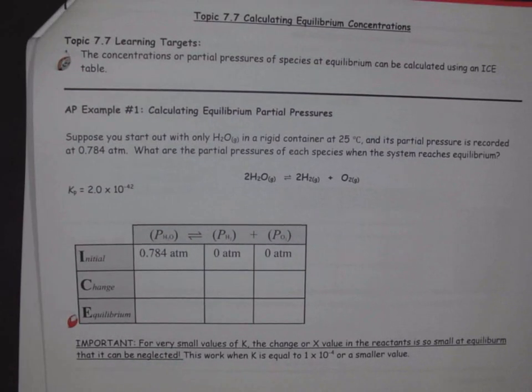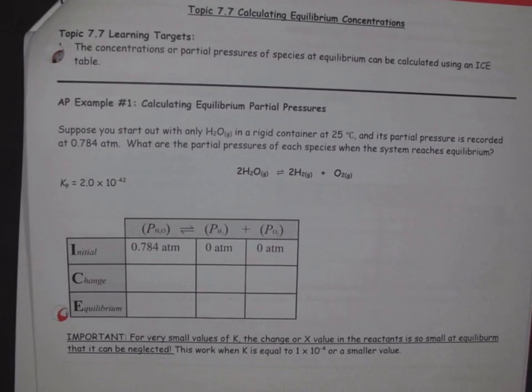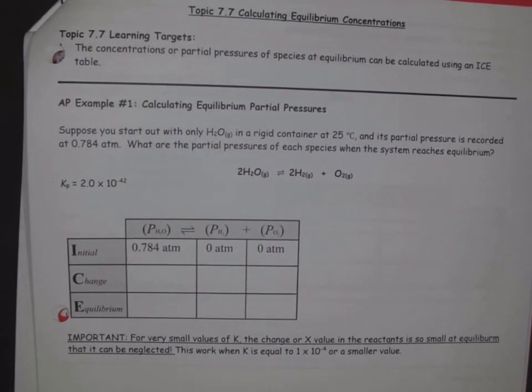Alrighty, everyone. We're covering just one topic today, topic 7.7, and we're on page 19. So this is calculating equilibrium concentration. Before, we were calculating K values and Q values, and you were provided with the information. You were told, this is the pressures at equilibrium, or these are the concentrations.